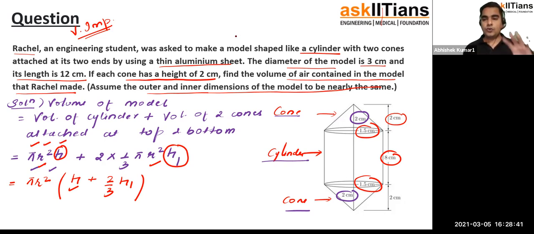Since both the cones have the same height, they have the same radius. So we calculated the volume of one of the cones, multiplied it by 2, and thereafter we got the volume of both the cones. So you can take pi r square common. I took pi r square common, and after that inside the bracket we are left with h plus 2 by 3 times of h1. We know what r is. Because the diameter is 3 centimeter, therefore r is 3 by 2.